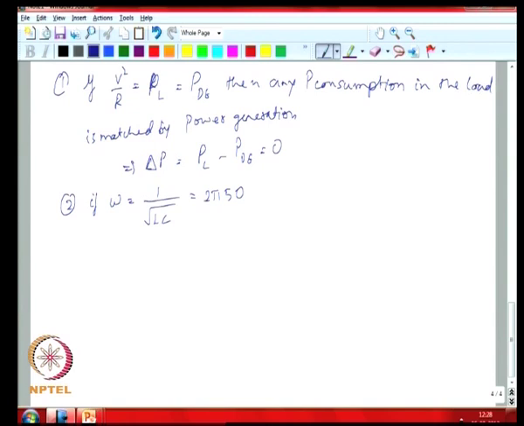So, if you have a parallel resonance circuit, and your resonant frequency is 50 hertz, whatever you draw would be in phase if there is a resistive load, or it will not draw any current if there is no resistance load, which means that the reactive var of your capacitor is exactly balanced by the vars of your inductor. Okay.